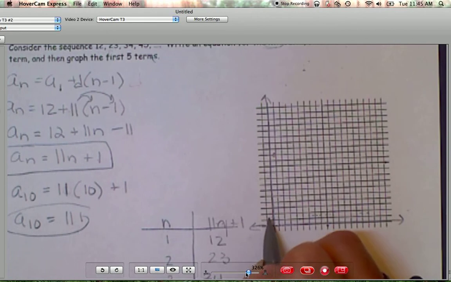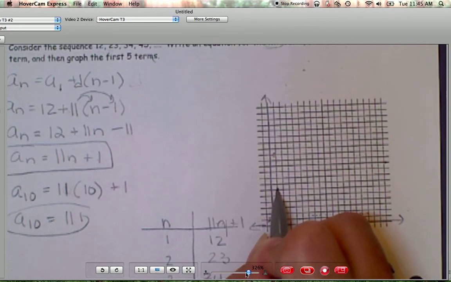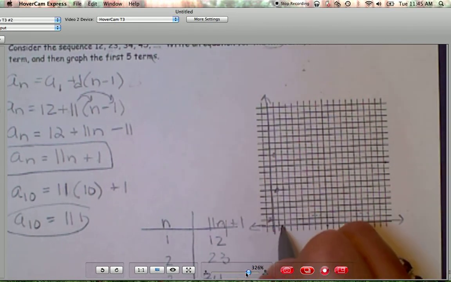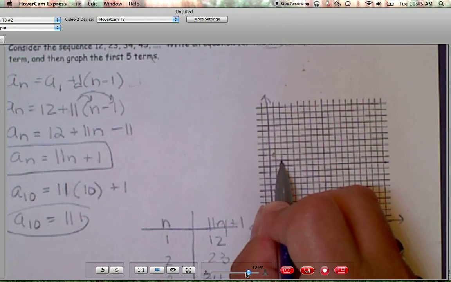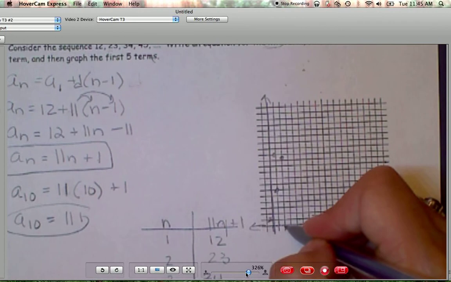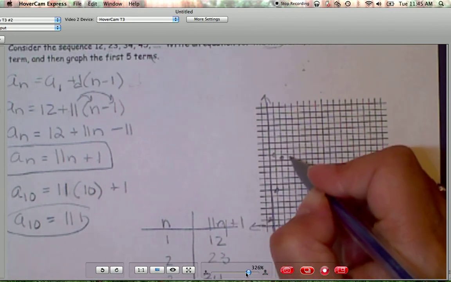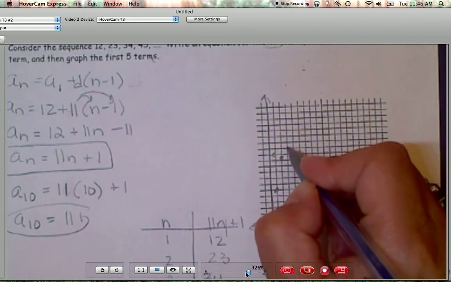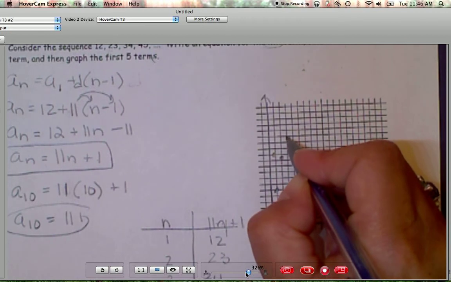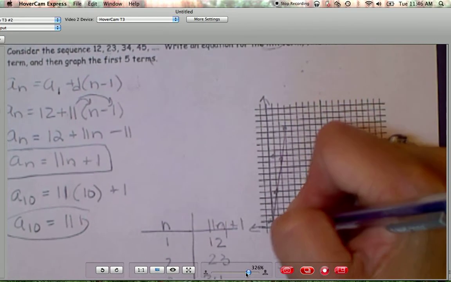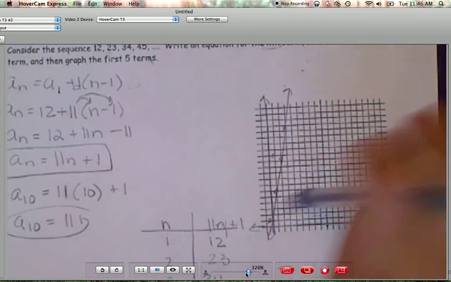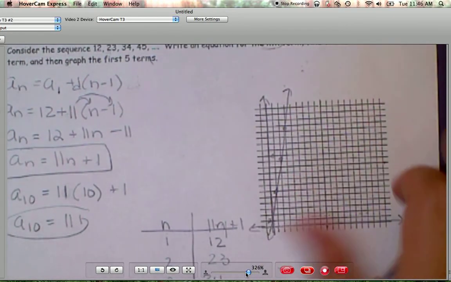1, and then this is 2. 2, 4, 6, 8, 10, 12. Okay. Counting by 2 makes this 12, 14, 16, 18, 20, 22, 24, which makes that 23. Let's see if we can fit one more. 1, 2, 3. This is 23. 24, 26, 28, 30, 32, 33. So that's giving us the beginning of our graph here.